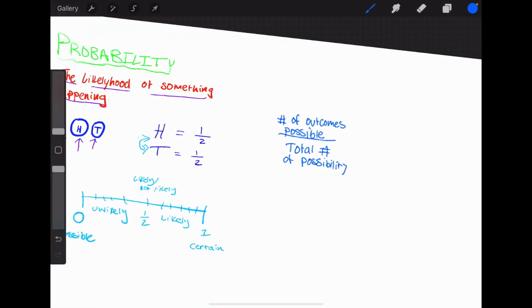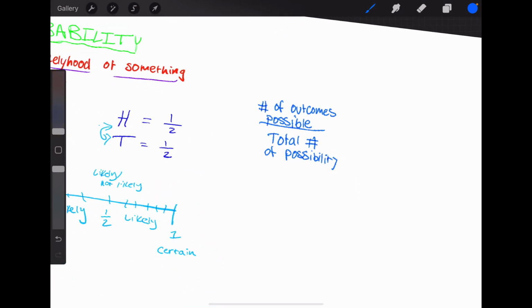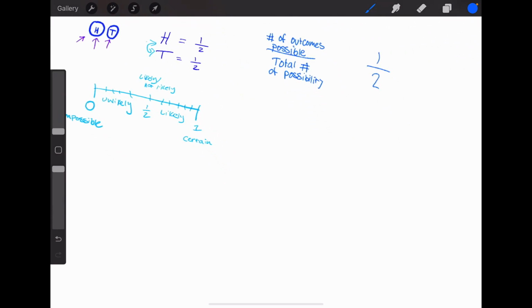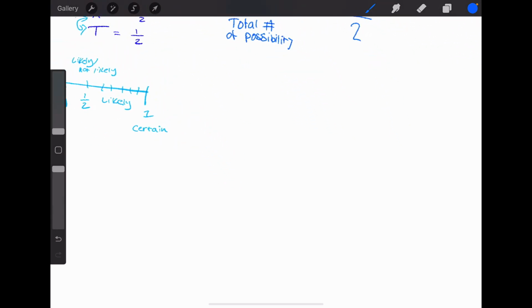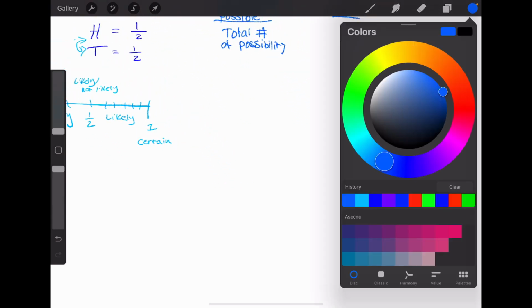All right? So then for the heads and tails thing, we have one possible outcome, what we want. Say we want it to land on heads. And then on the bottom, we have 2 possible outcomes that can happen, which would be it either landing on heads or tails. Now let's move into something a little more complex with more numbers, right?